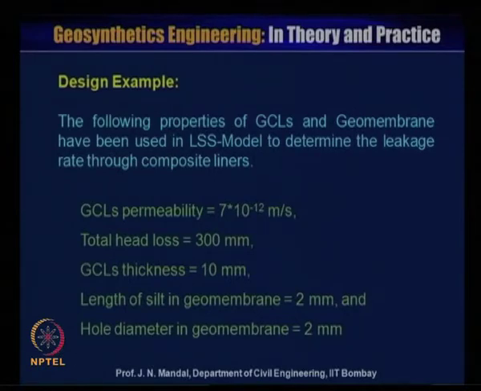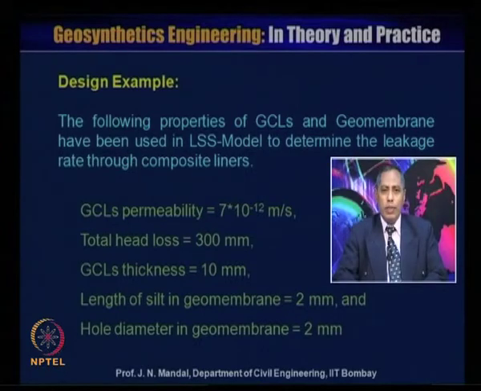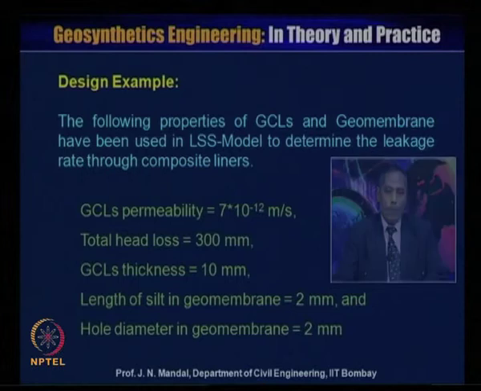The following properties of the geosynthetic clay liner and the geomembrane have been used in the landfill slope stability model, or LSS model, to determine the leakage rate through the composite liner. Here the geosynthetic clay liner permeability is 7 into 10 to the power minus 12 meter per second, total head loss is 300 millimeter, geosynthetic clay liner thickness is 10 millimeter, length of the slit in the geomembrane is 2 millimeter, and hole diameter in the geomembrane is 2 millimeter.